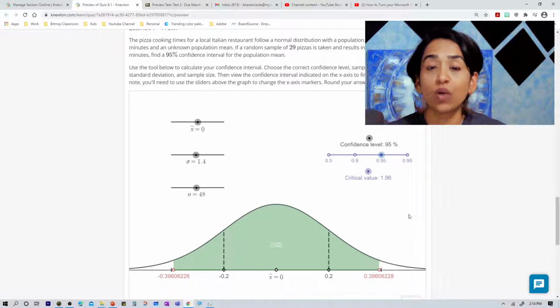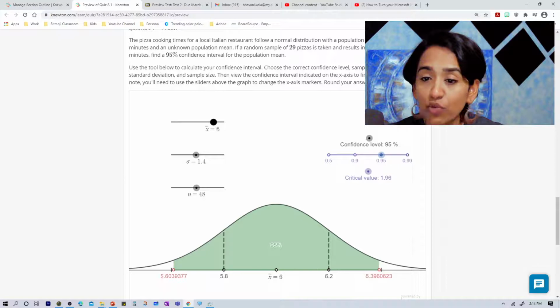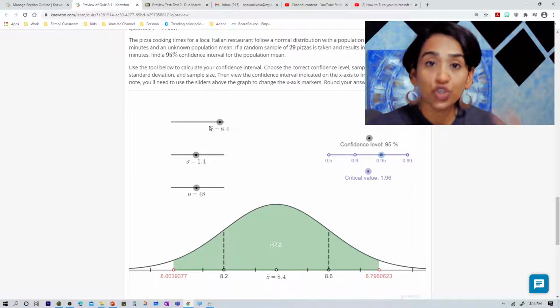Now the next step is to go ahead and move my sample mean. Sample mean is 8.2. So this is what I want you all to look at. When I move it, I'm going to 7.8 and 8.4, 7.8 and 8.4. I think this is what you guys have asked me.